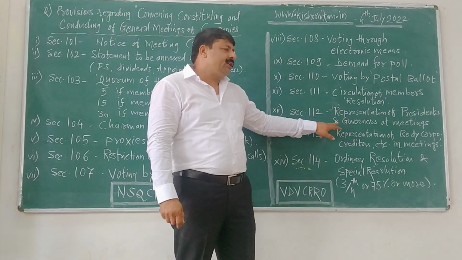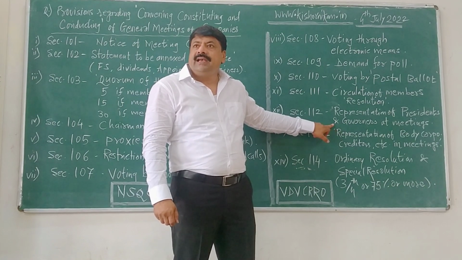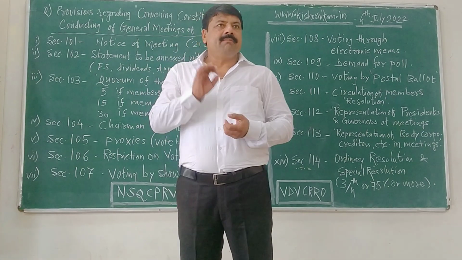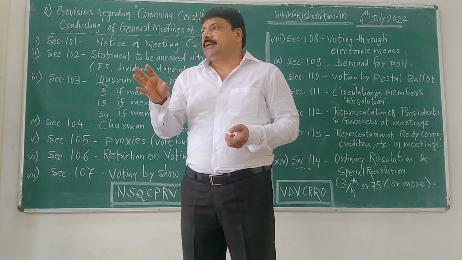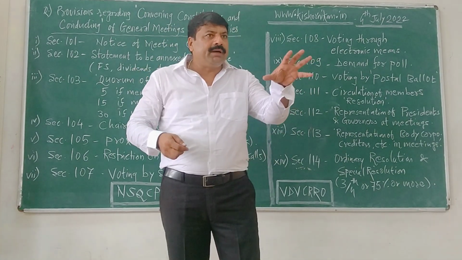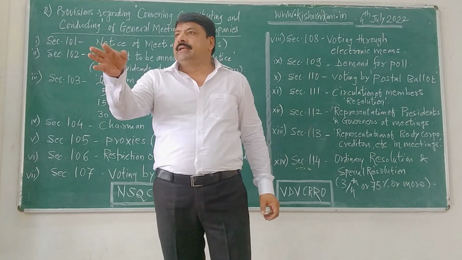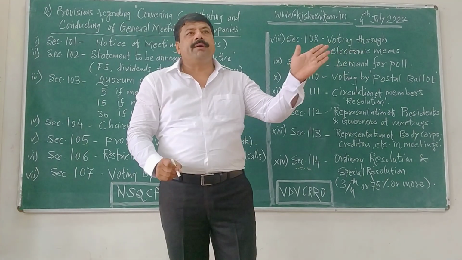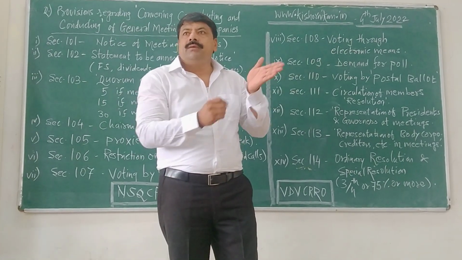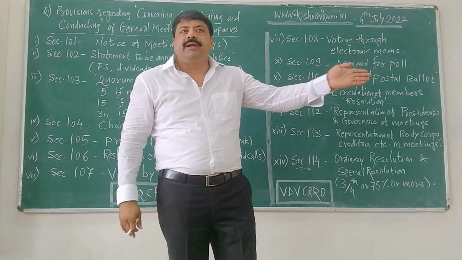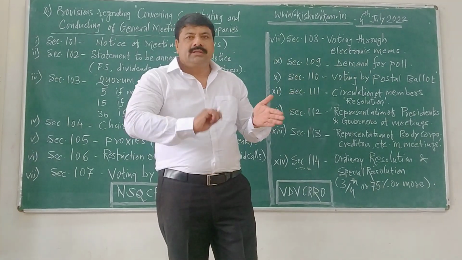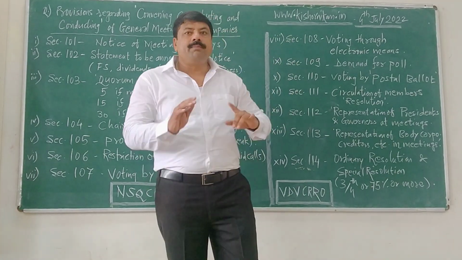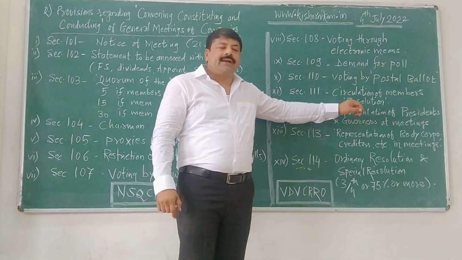Section 112, representation of President and Governors in meetings. If the President of India is a member in any company, or the Governor of that particular state is a member in any company, they can appoint a specific person who is named. They will write to the company, Mr. Y will be my representative for the general meeting to be conducted, on signature. So that fellow will come and attend the meeting on behalf of the President or Governor.